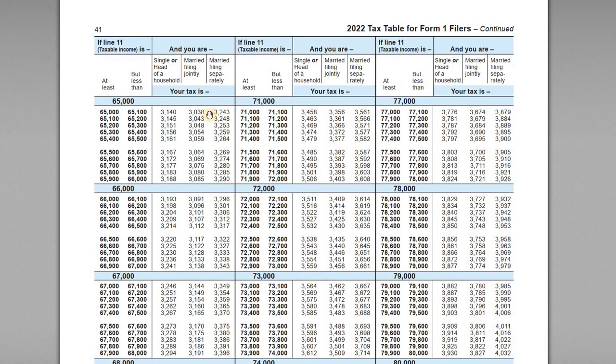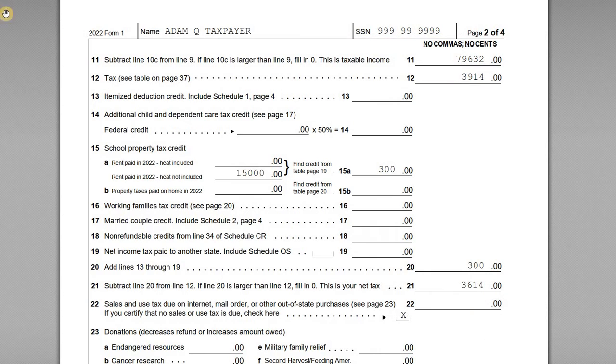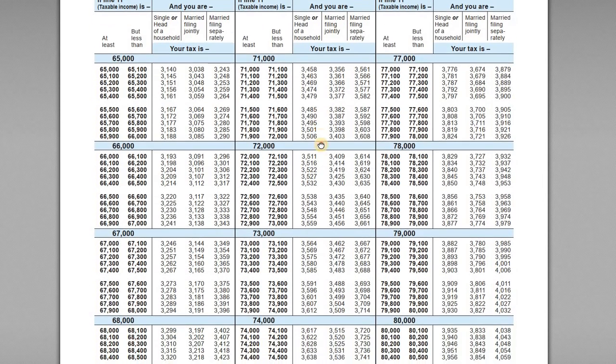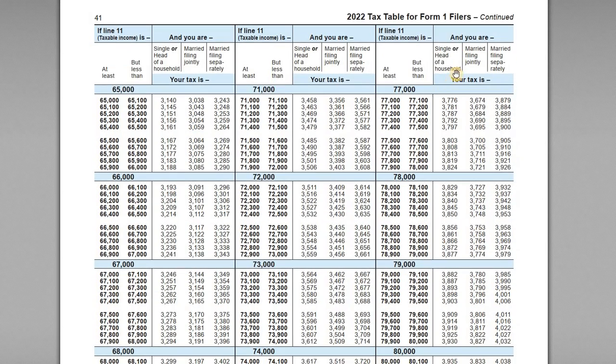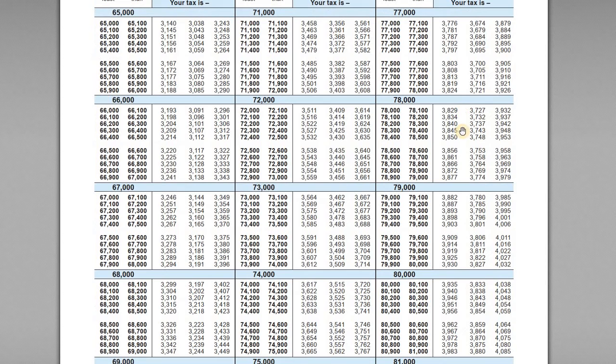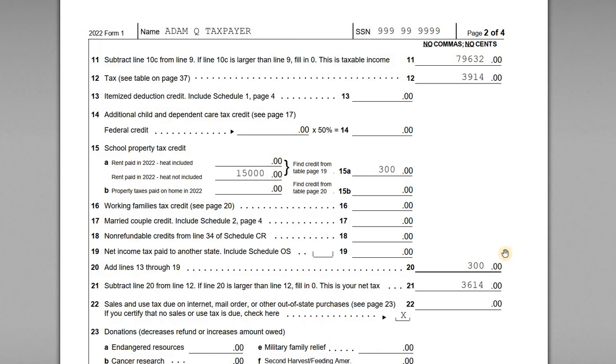So the tax rate tables in here, our income is $79,632. So we're going to find $79,632 in the table here. So it's this section. So $79,600 to $79,700, and our tax based on our single or head of household is this first column. So $3,914 is the tax that we owe based on our Wisconsin taxable income. So I can go back to line 12, put in the $3,914, and so that's the tax we owe, right?